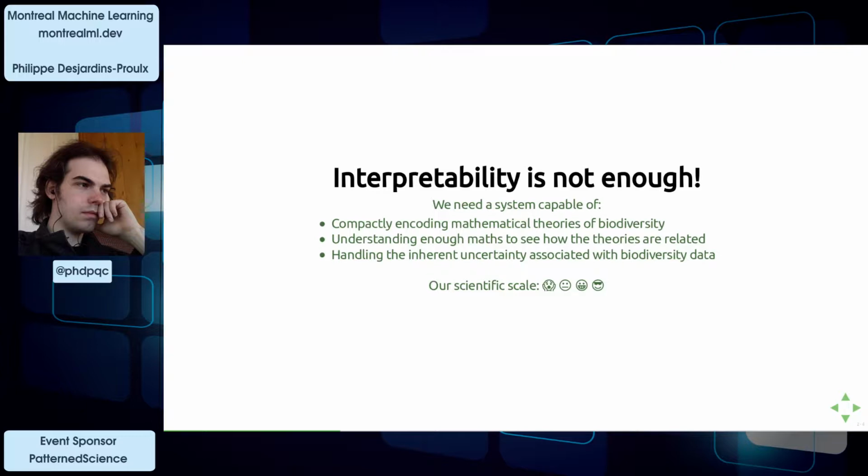Second, we need our representation to understand enough mathematics to see how the theories are related. So in our example before, we could derive the breeder's equation from the Price equation, but doing so requires a pretty good understanding of mathematics. The system needs to know how real numbers work. It needs to understand whether matrix-vector multiplication is commutative, whether it's associative. It needs to understand mathematics, basically.